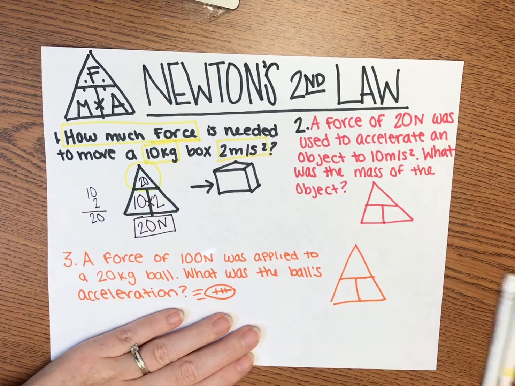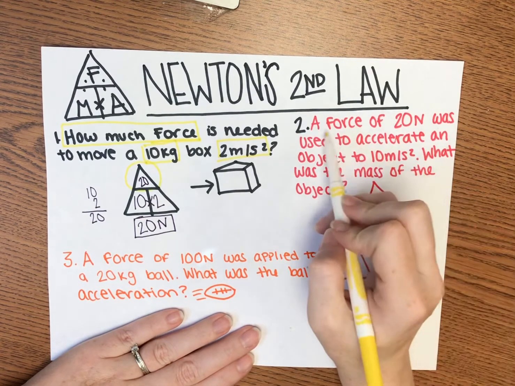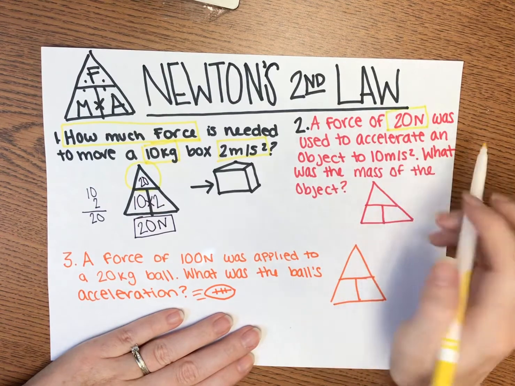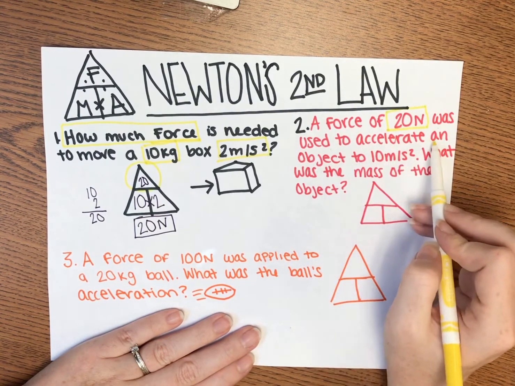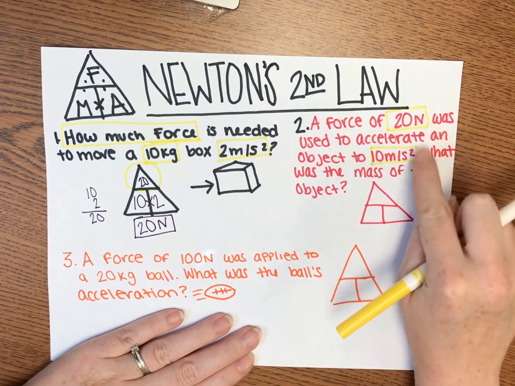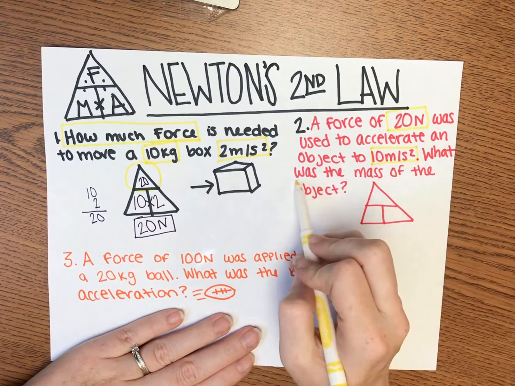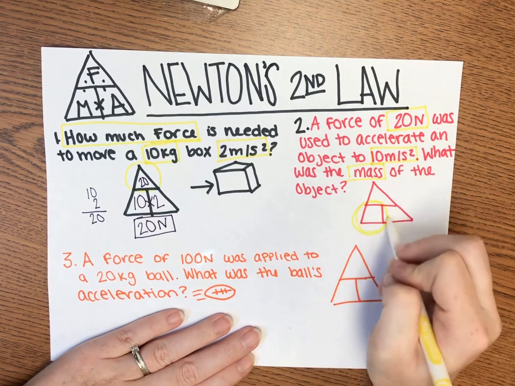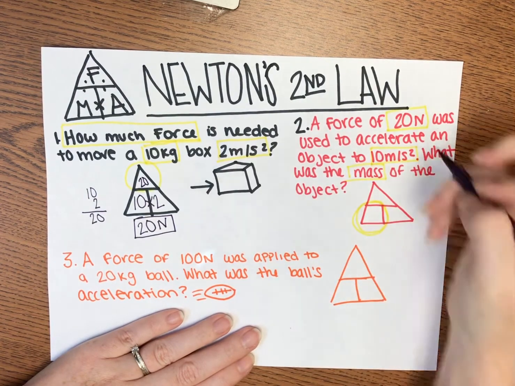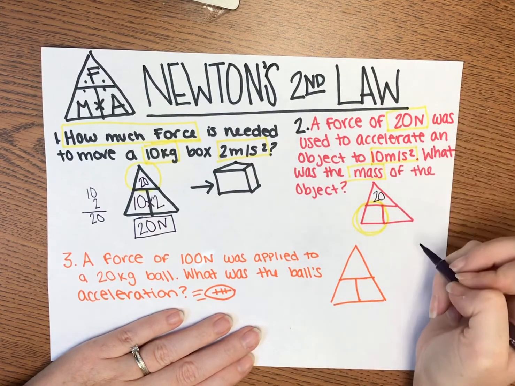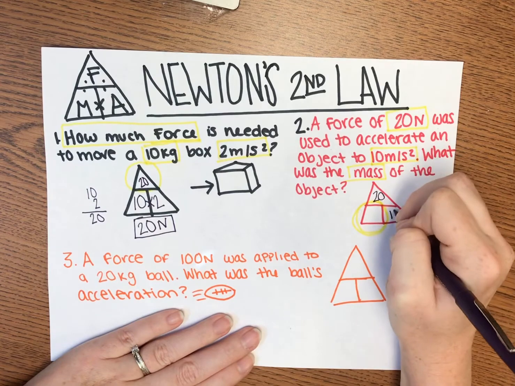All right, question number 2 says, a force of 20 newtons, so we know we have force, was used to accelerate an object to 10 meters per second squared. So we have force and acceleration. What was the mass? So we're looking for mass. So this is the number that we're looking for. 20 newtons goes to the top. 10 meters per second squared is our acceleration.